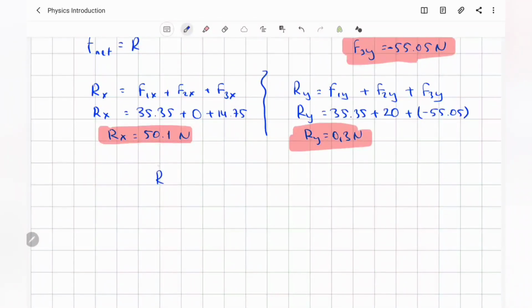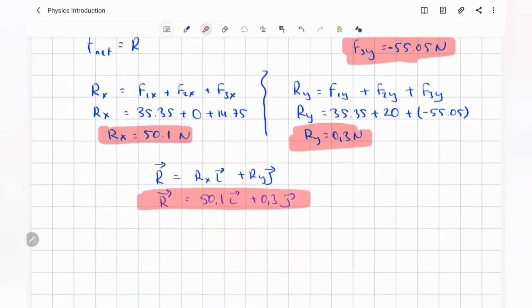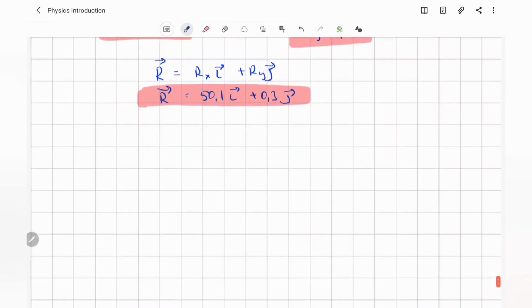So finally, we have a resultant vector. We can write it in terms of unit vectors: 50.1 i plus 0.3 j. This is the final answer in terms of unit vectors. We can also draw it in a diagram, a graph. Let's come back. Let me draw the original x and y axes. Approximately, this is how it looks.